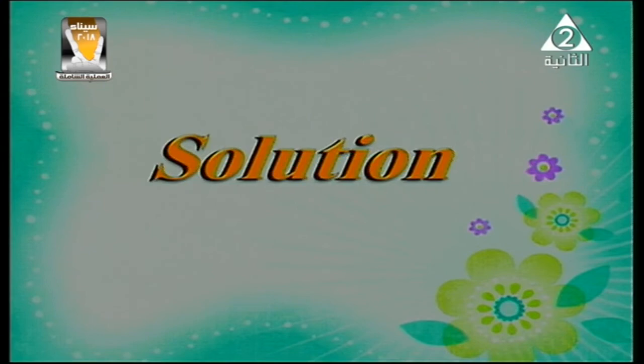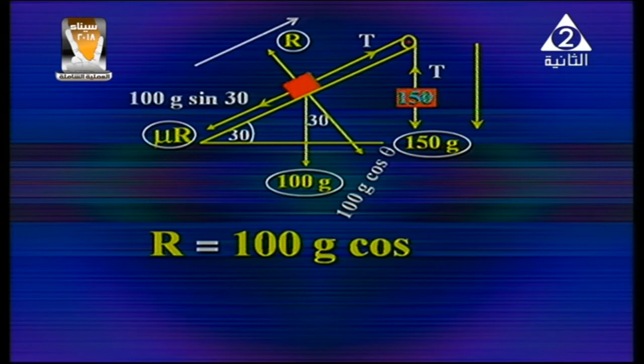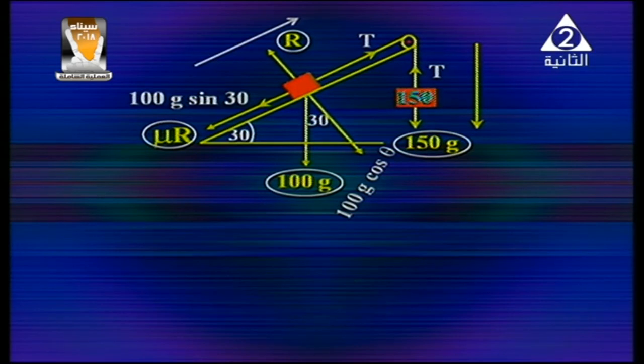Then the solution. Look at, dear student, we have two bodies. One is put on a plane inclined by 30 degrees to the horizontal, and the second is 150 gram. Then we form the first equation, R equals 100 g cosine 30. By substitution, cosine 30 equals √3/2. Then R equals 50√3 g.